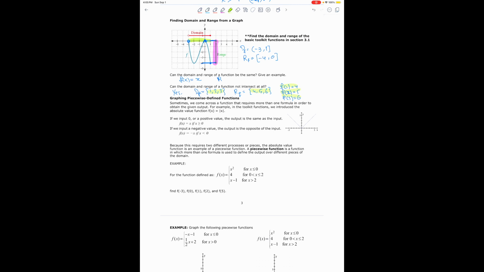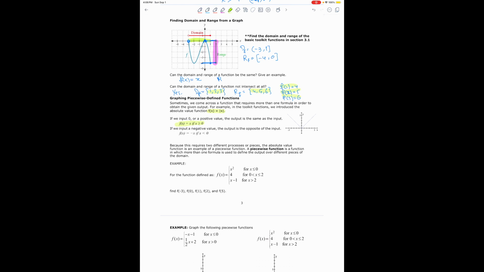Piecewise functions, or piecewise defined functions, and graphing piecewise defined functions. Sometimes we come across a function that requires more than one formula in order to obtain the given output. For example, in the toolkit functions, we introduced the absolute value function, f of x equals the absolute value of x. If we input 0 or a positive value, the output is the same as the input, for all of the positive x's. So all of the positive numbers, including the 0, if you input them into the absolute value function, you will get the same output.